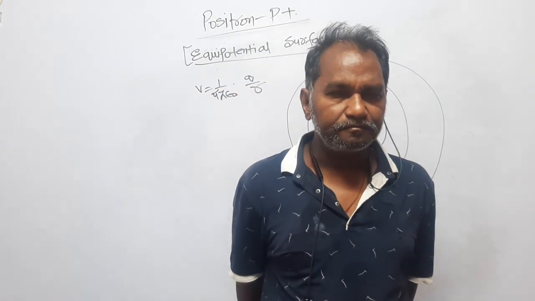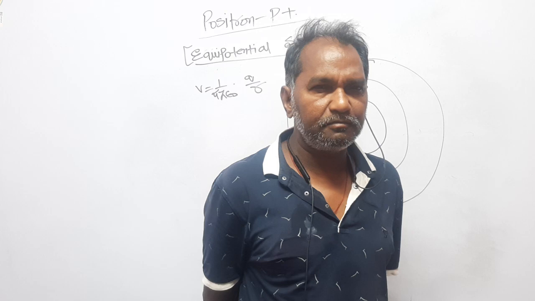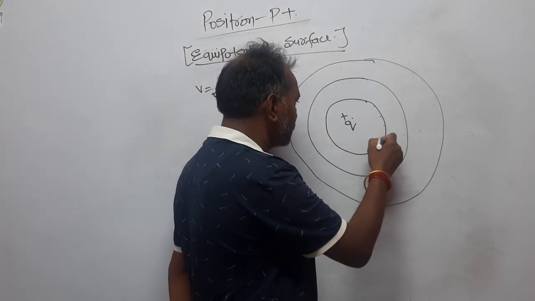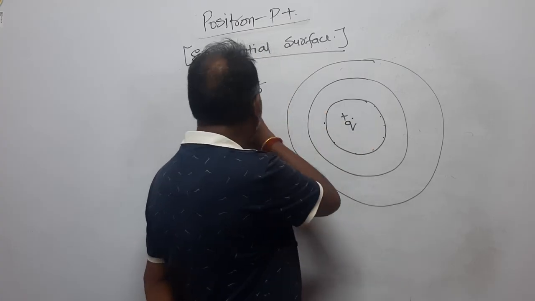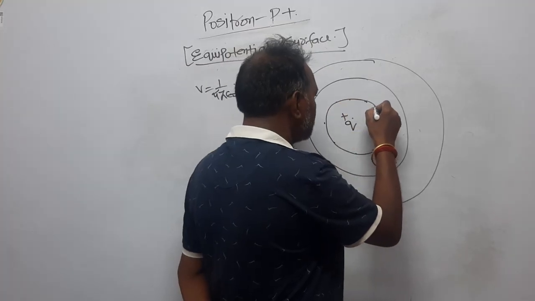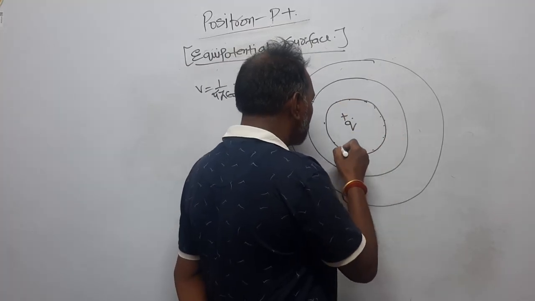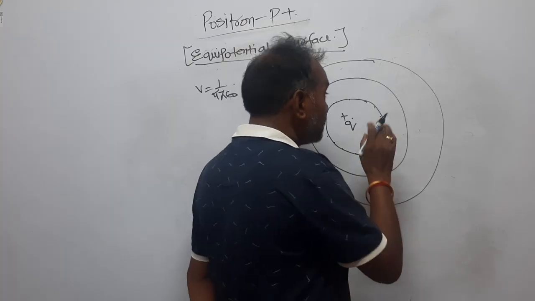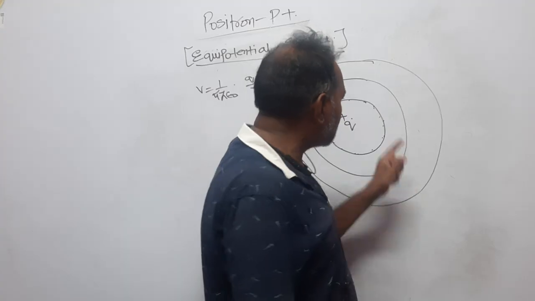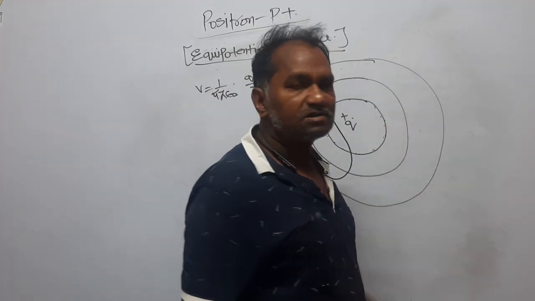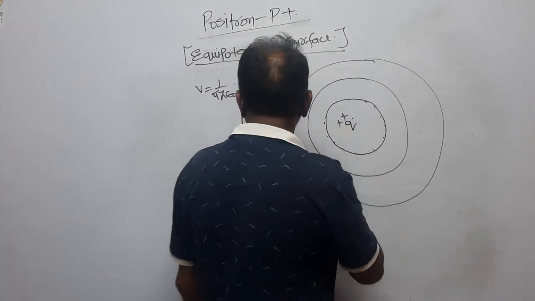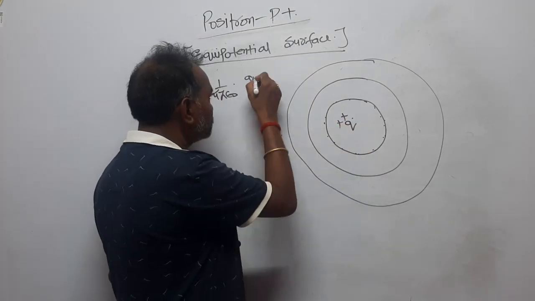Within a sphere, at each and every point on this circle, potential will be 1 upon 4 pi epsilon naught Q upon R. It means at every point, potential will be constant. But I'm not saying that the potential at this surface and this surface will be the same. At different spheres, potential will be different.